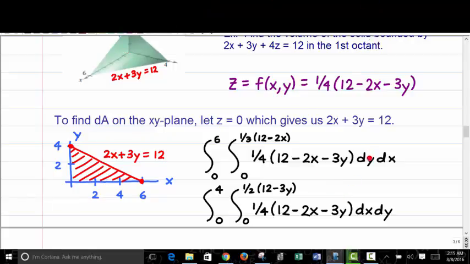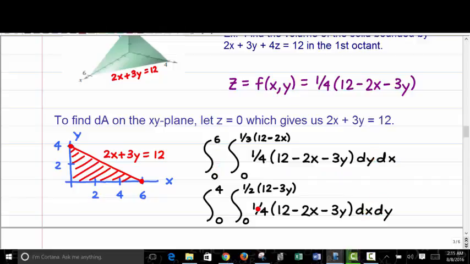So the way you do this is, if you go dy dx, you take this equation right here, and you know y is variable because it's going from the lower bound 0 to the line. Solve for y in terms of everything else, so it'll be 1/3 times 12 minus 2x, or you can distribute, whatever, 0 to that. And then we know on the x-axis it would go from 0 to 6, because that will be the x-intercept. Easy enough to get, right? If you put 0 in for y, 2x equals 12, x equals 6. So that would be the dy dx order.